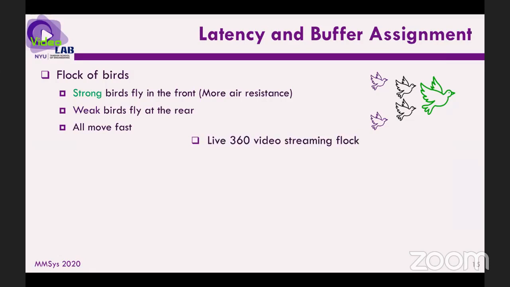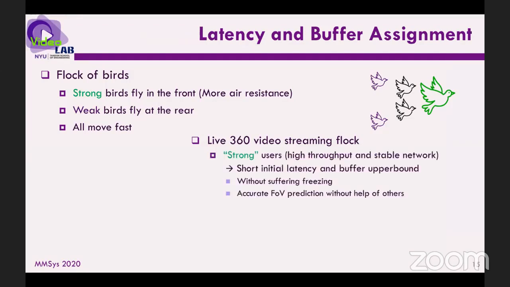In live streaming, we also need to decide who to put in the front and who to put in the rear. So we consider users who have high throughput and stable network as strong users. We assign short initial latency and buffer upper bound. Because they have a good network condition, they would not suffer from freezing. And yet with the short latency, they can enjoy accurate FOV prediction without the help of others.